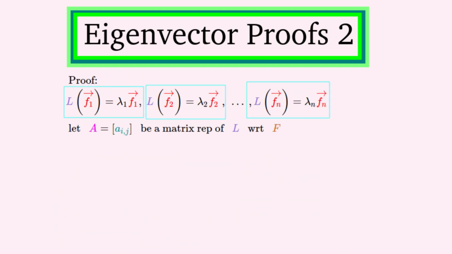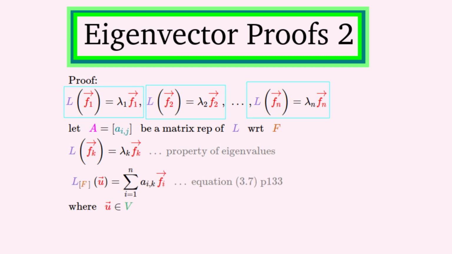So I'll just scroll the screen upwards to make some more room. We can then write these eigenvector equations as this one eigenvector equation using a subscript k to stand for all of the numbers from 1 to n. Now we can use this equation that I've explained a bit before I started this proof. It can be used for any vector u that's in vector space V. We can then substitute one of the basis vectors fk in for u. Fk can stand for any of the basis vectors in set F.